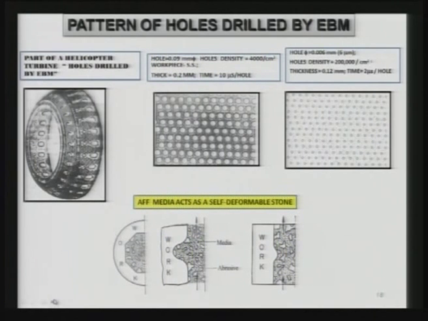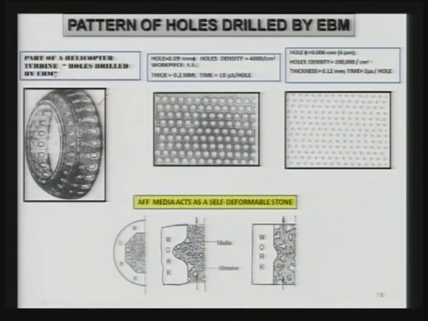Now, here are some other examples of need of non-conventional or advanced machining processes. You can see here is a part of a helicopter turbine, and you can see thousands of holes, and these holes have been made in a very thin sheet of this helicopter part. Now, how to drill these holes at accurate places, of accurate size, of certain shapes? You cannot do it by many processes. The process which is capable of doing all this is known as the electron beam machining process.